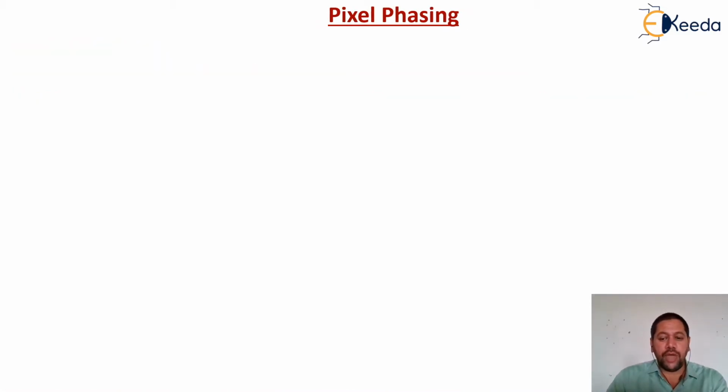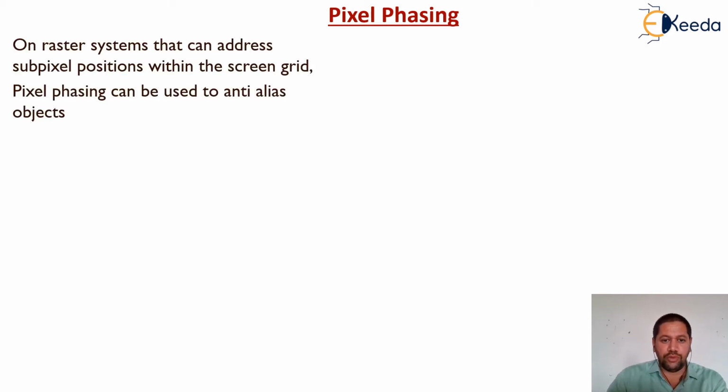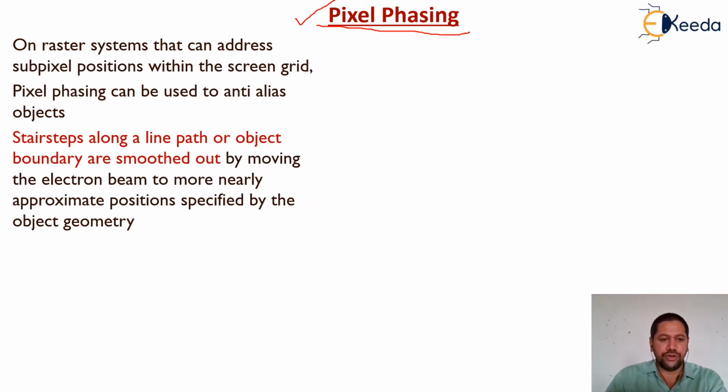Okay, now we are going to see what is meant by pixel phasing. This is one of our important parts of the discussion. What is the pixel phasing method? Now I will just go through the description that we have on the raster scan system, a raster system that can address subpixel positions.